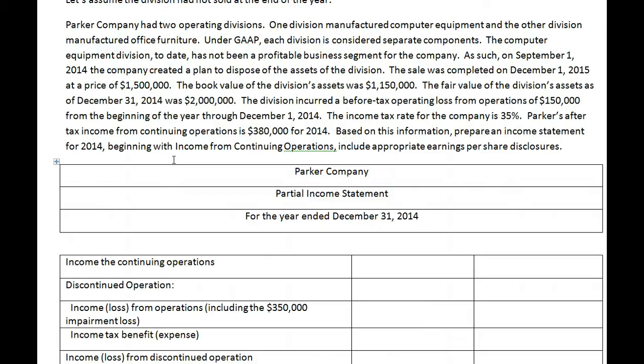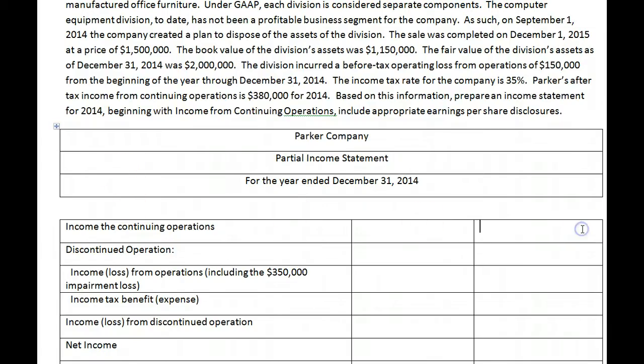The book value of the division's assets was $1,150,000. The fair value of the division assets at December 31st, 2014 was $2,000,000. The division incurred a before-tax operating loss of $150,000 from the beginning of the year through December 31st, 2014. A little bit of typo there, my apologies, 31st, 2014. The income tax rate for the company is 35%. Parker's after-tax income for continuing operations is $380,000 for 2014. Based on this information, prepare an income statement for 2014.